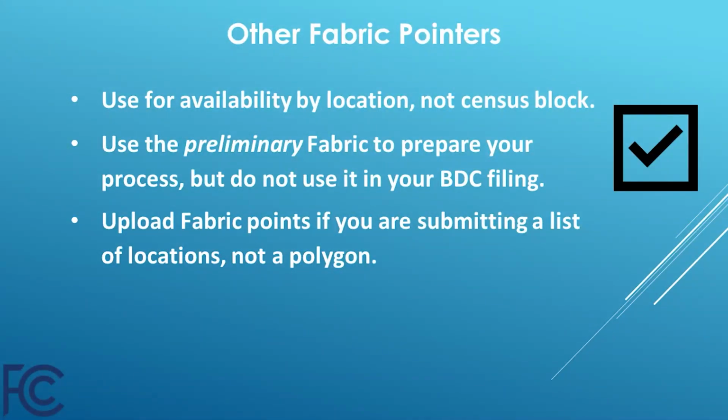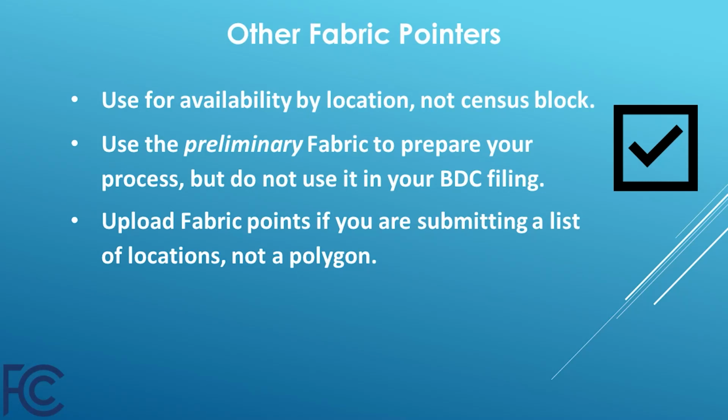So here are a few more things to note when using the Fabric to prepare your availability data for the BDC. 1. Use the Fabric to generate availability data by location, not by census block. One goal of broadband data collection is to have more precise and granular data on broadband availability down to the individual location for fixed service. Therefore, filers should not overlay the census blocks reported in FCC Form 477 on the Fabric and report all of those locations. They must determine which locations, not which census blocks they serve.